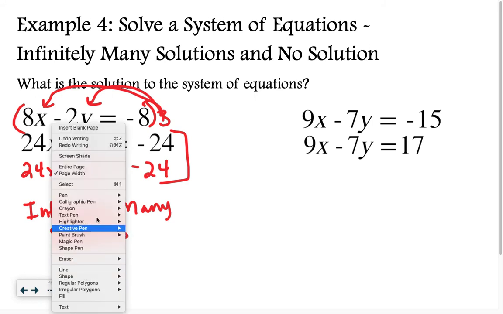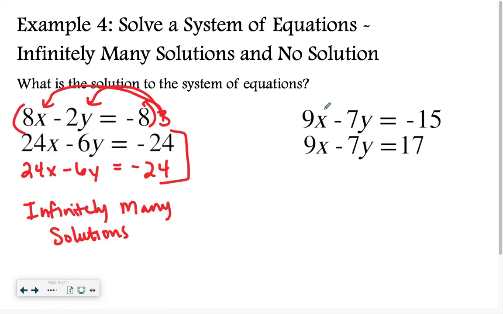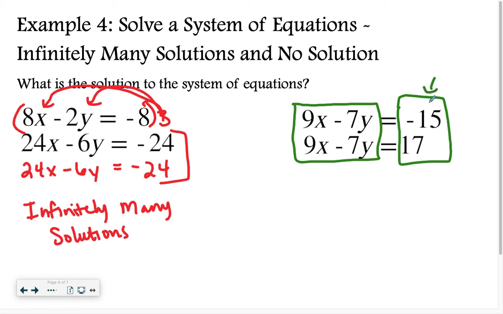Okay? Then, if I go over here, you can see I have 9x minus 7y equals -15, and I have 9x minus 7y equals 17. I can tell this is a no solution because my values here, 9x minus 7y, are the same for both. These parts of my equations are identical, right? So those have to be the same number. Once you plug numbers in, those would be the same. But if I look over here, I have them equaling 2 different values, and that's just not possible.